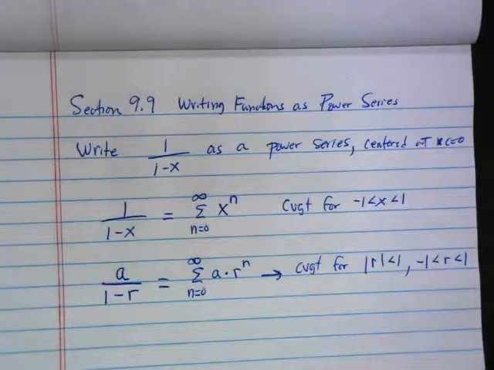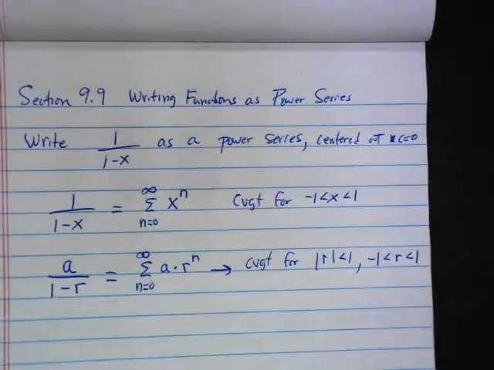Same rule. If I plug in any number between negative 1 and 1 for x, I will have a geometric series, and that geometric series would converge. If I plug in a number bigger than 1, I would still have a geometric series, but it would be a divergent geometric series. Questions on that?